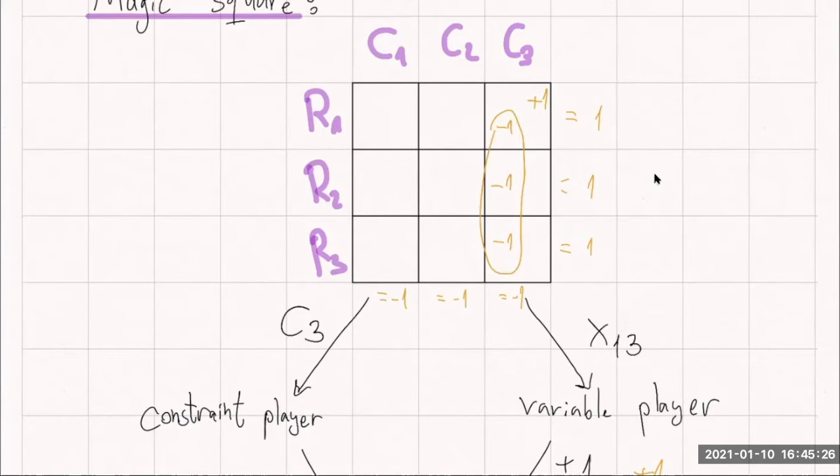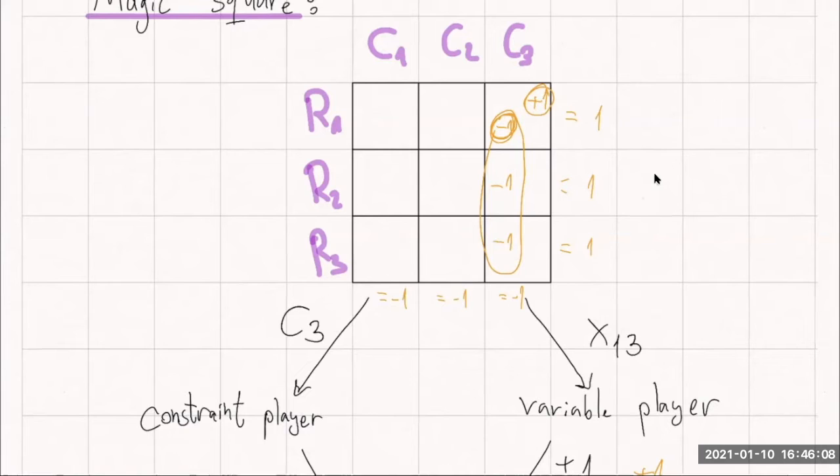And the second thing I'm checking is that the value that the constraint player gave to this square is the same as what the variable player gave me. And in this case, this is not true. They gave me different values. Thus, they lost this round. But if the variable player had sent me a minus one, they would have won this round. Any questions about this game up till now?